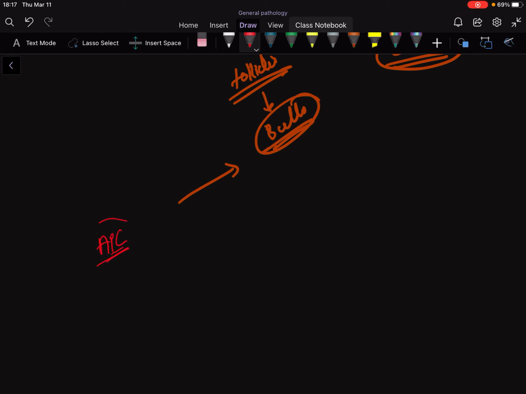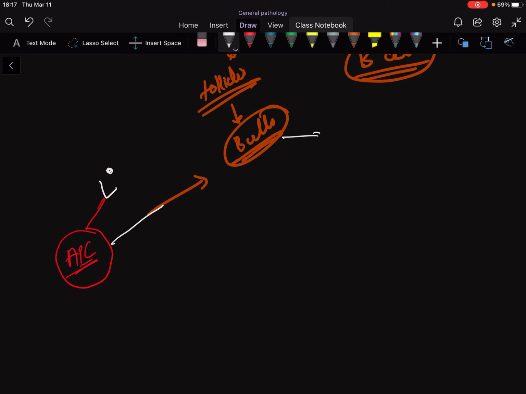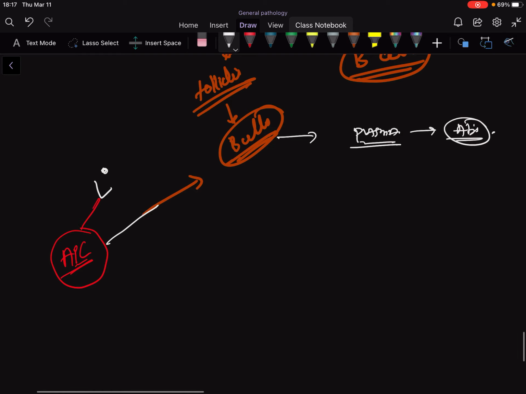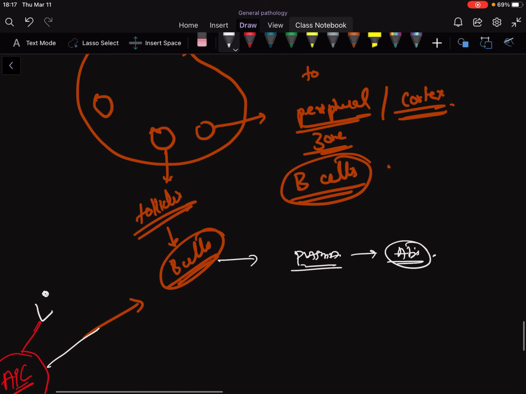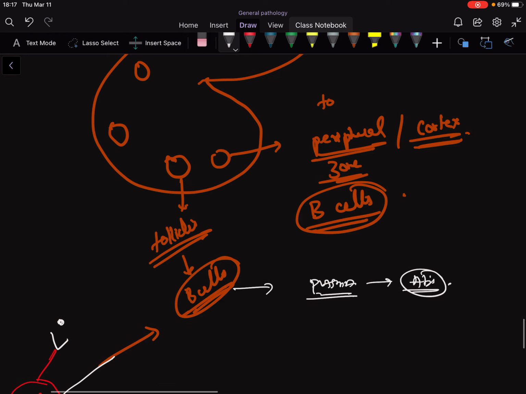So antigen presenting cells take a bite of the microbe, and once they take the bite of the microbe, they will go to the B cells, and B cells are activated, right? And what happens? B cells are activated, they convert into plasma cells, and plasma cells will produce antibodies. So that was about the follicles.